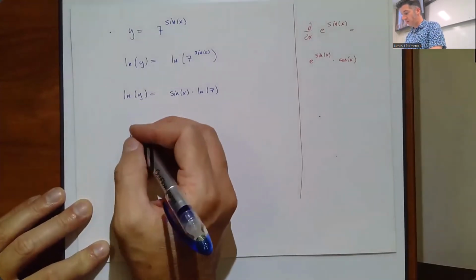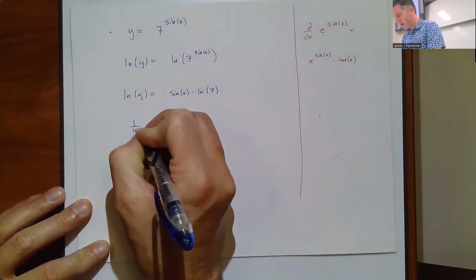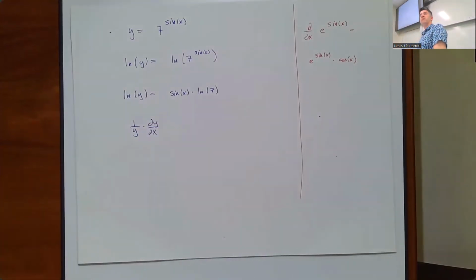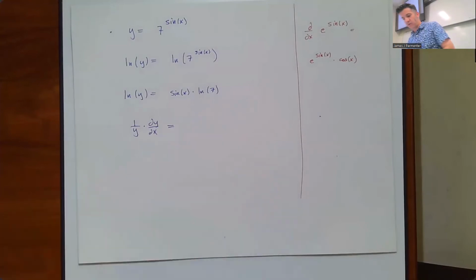The derivative of the natural log of y is 1 over y times y prime, or dy/dx. And then on the right hand side, okay, everybody take the derivative of the right hand side.